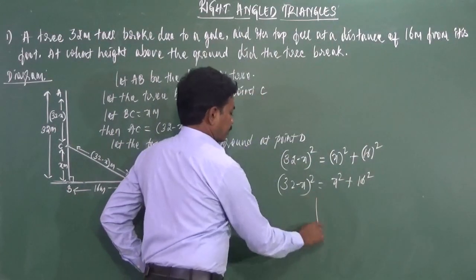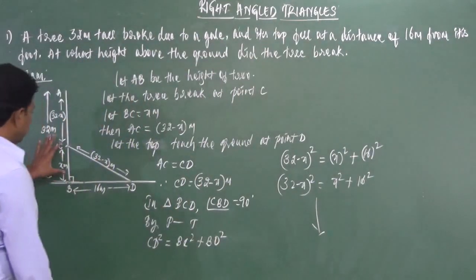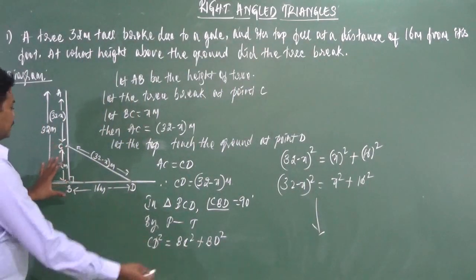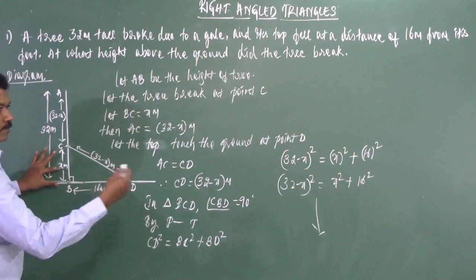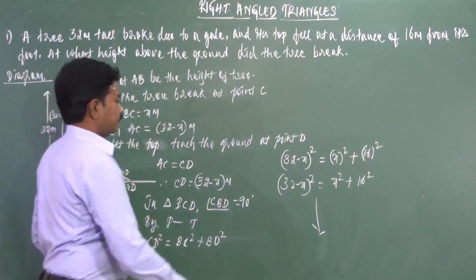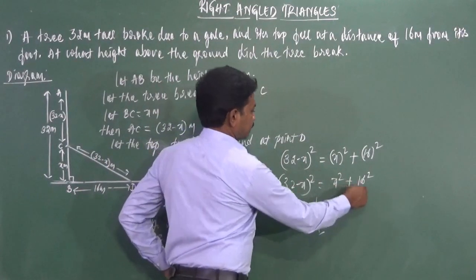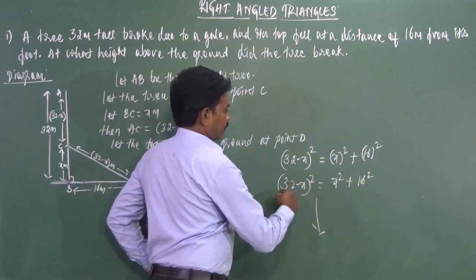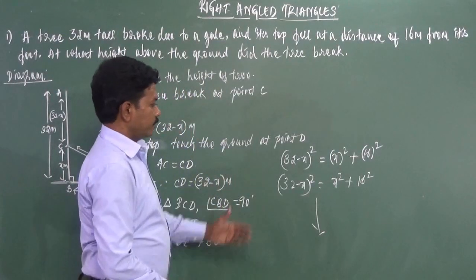From here you have to continue the problem until you reach the value of X. Once you get the value of X, that becomes the answer, where the tree broke at a point, that is X is equal to some answer you have got, such meters above the ground. This is in the form of a minus b whole square. Expand this, X square plus 16 square.